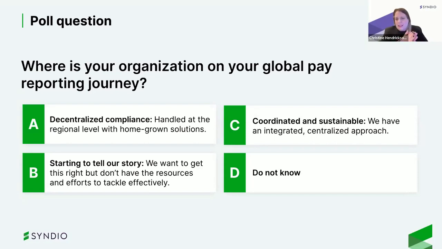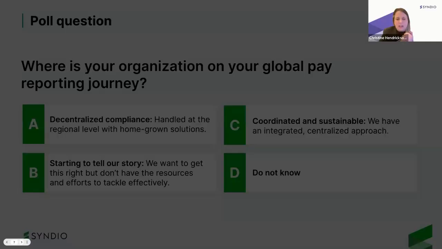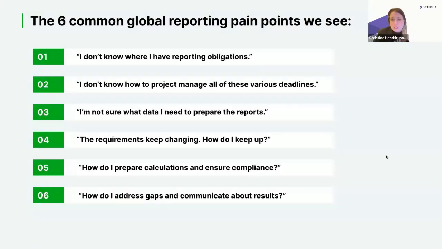One of the things that I think really holds for any of these buckets is that we're finding a pretty consistent number of pain points. Some of them are going to hit you harder if you are in a very decentralized approach still, but you'll see my shoulder keeps going out of view there. Sorry about that, guys. But these are really the six common pain points that we see pretty consistently.